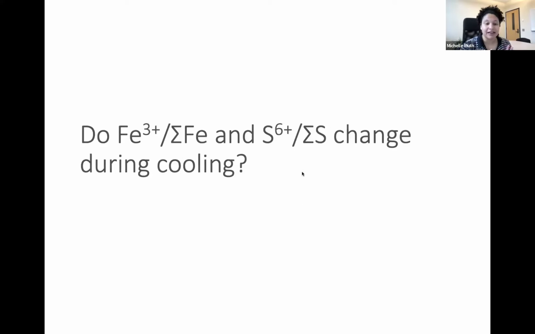And so this brings us to the key question that's driving this work, which is: do sulfur and iron exchange electrons during cooling, and does this lead to measured changes in iron and sulfur valence state? So this is my pause moment here if anyone has any questions.